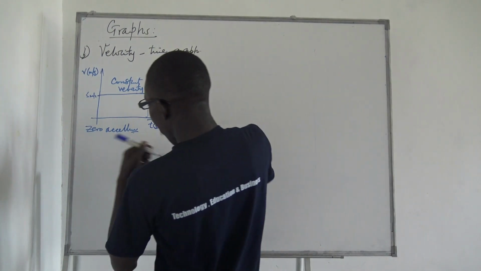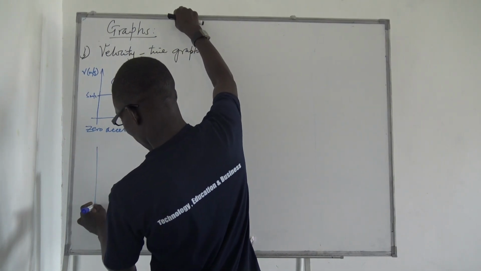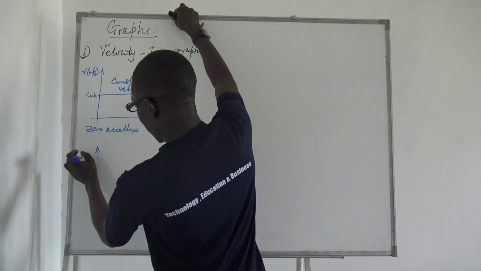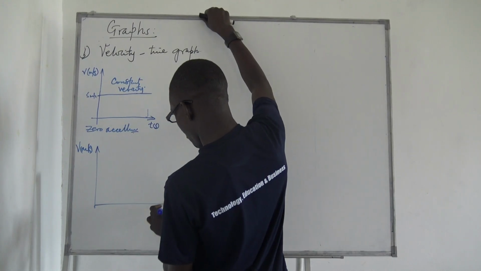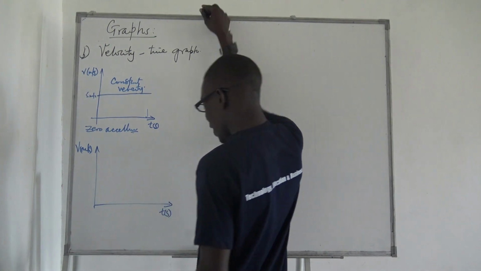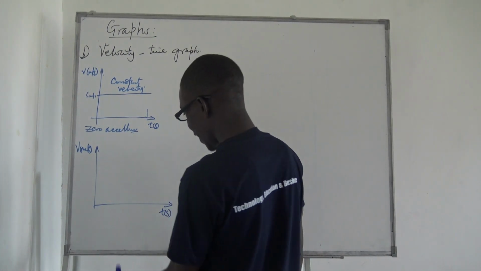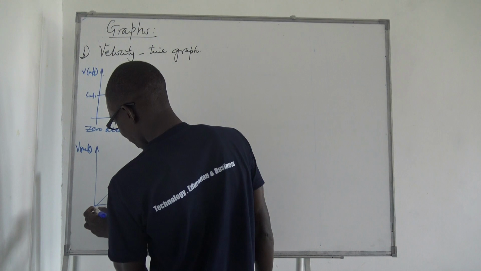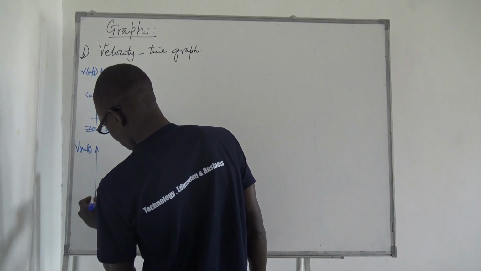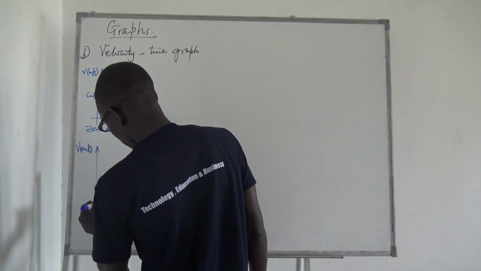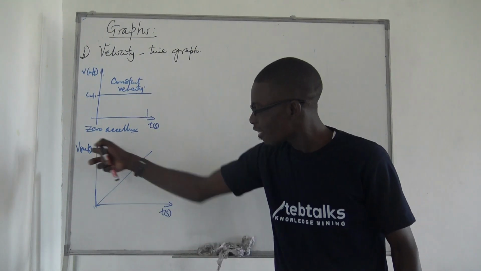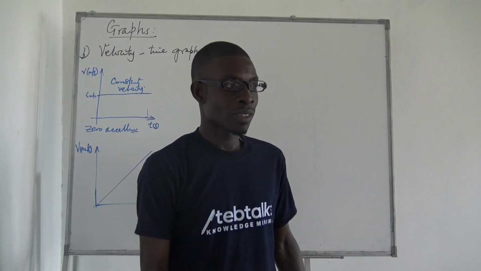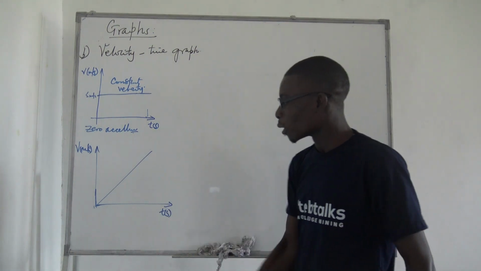If I decide now to draw something like this for you, this is velocity in meters per second, and this is time in seconds, and then I have this, I'm looking at it starting at the origin, please, at the origin. What do you think that is? Velocity against time, a velocity time graph. What do you think this one is portraying to us?